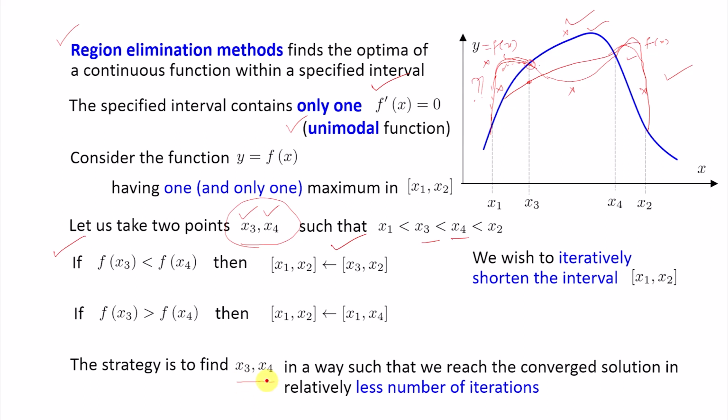Whatever x3 and x4 you decide, the solution will converge. But the point is that we want to do it in fewer iterations. That's the real goal here. How can we do so? There is no clear-cut answer on this. Golden search gives us one idea, and we go with that in this lecture.